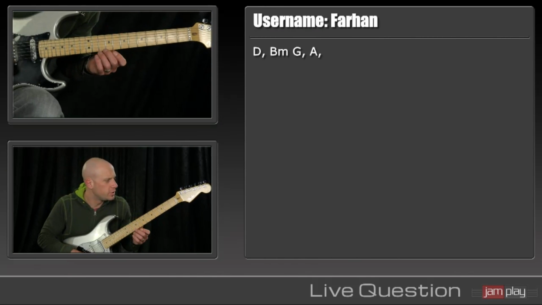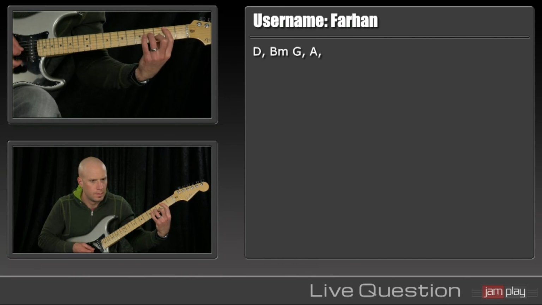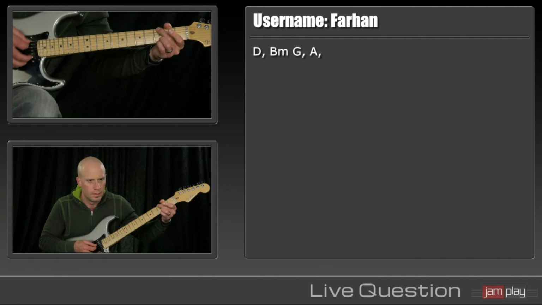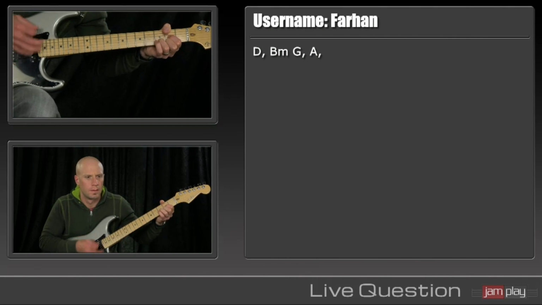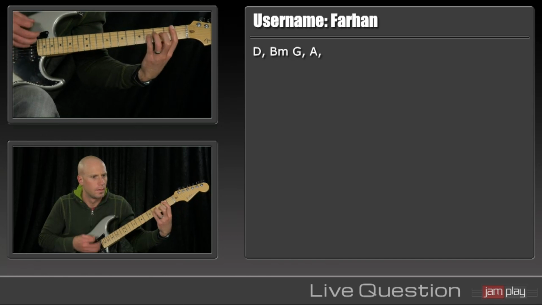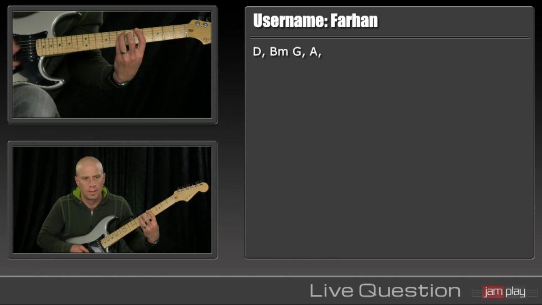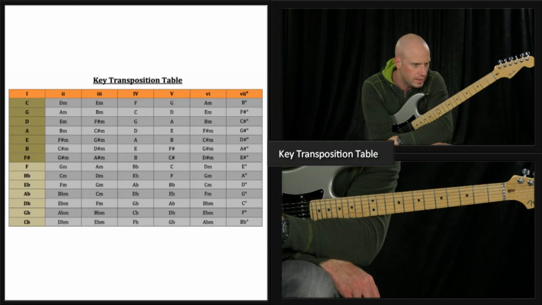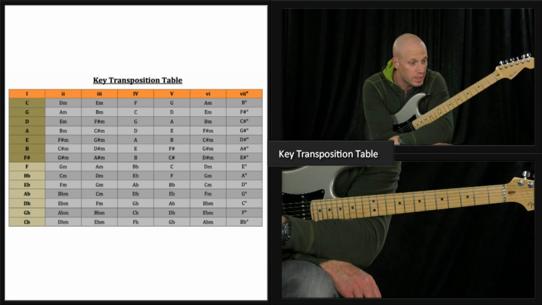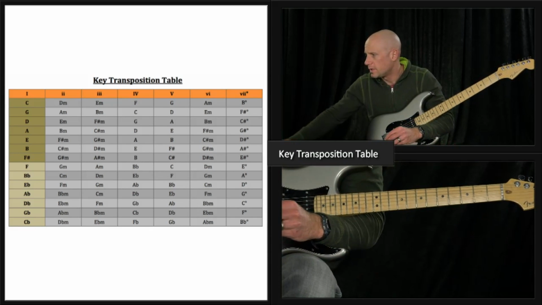D, B minor, G, A. All right, let's go to the key transposition table. We'll start with 1, D, key of D. We got D, and 6, B minor, G, 4, 5, A. So that's straight D major. Straight D major for that one.